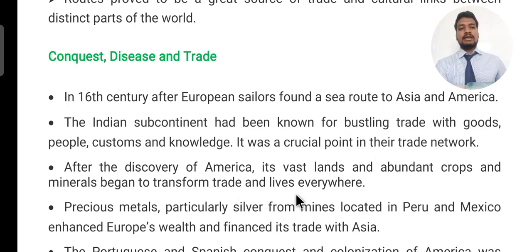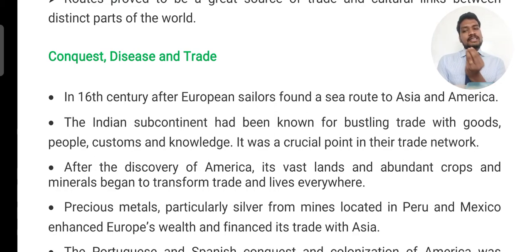After the discovery of America, its vast land and abundant crops and minerals began to transform trade and lives everywhere. Argentina and Peru had more deposits of minerals at that time. Argentina, Peru and Chile are countries in South America. There they had abundant deposits of minerals.